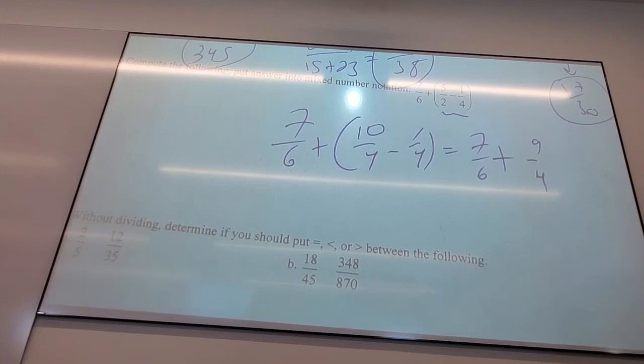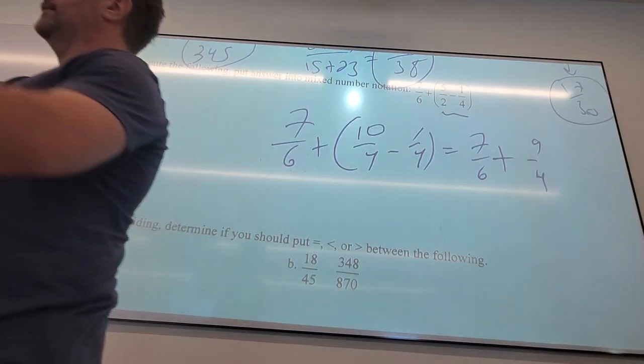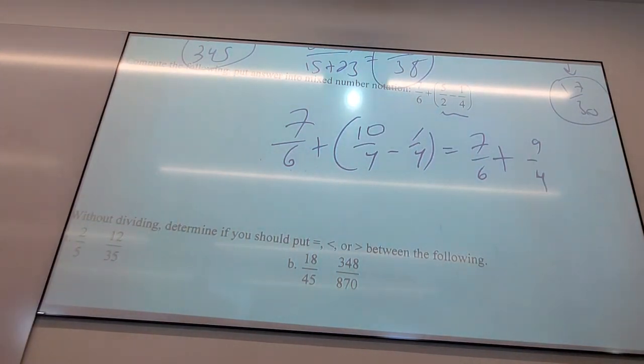So let me see if you guys remember this. Here's another way to do LCD. We've already got several ways, correct? Whatever way you like best. What's 6 times 4? Is that the LCD? No. What's the GCF of 6 and 4? 2. What's 24 divided by 2?